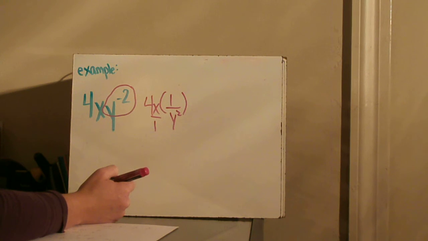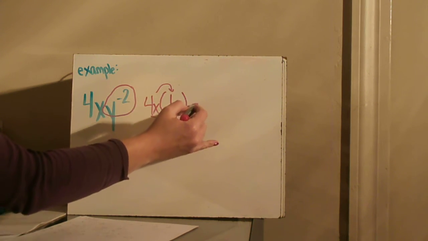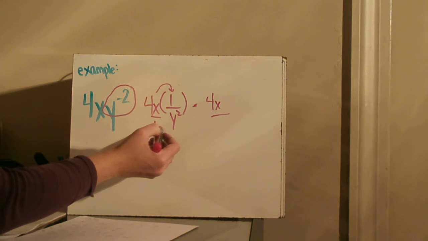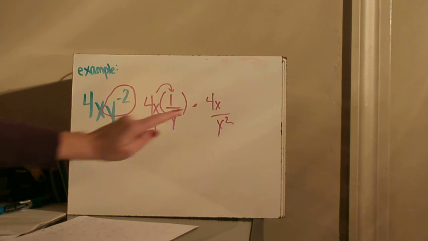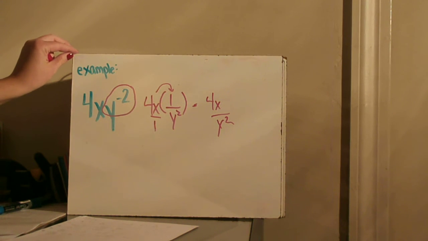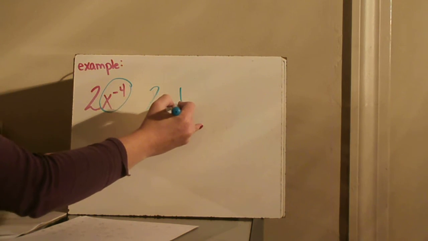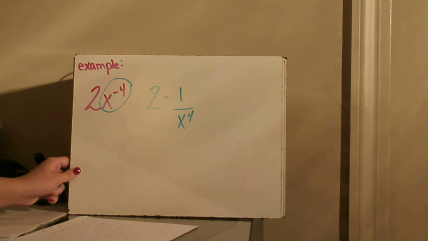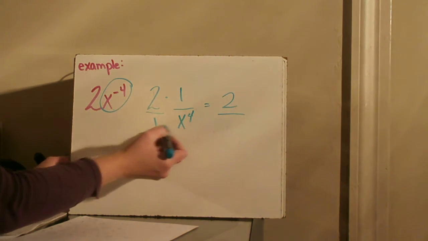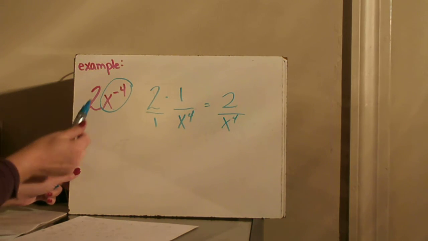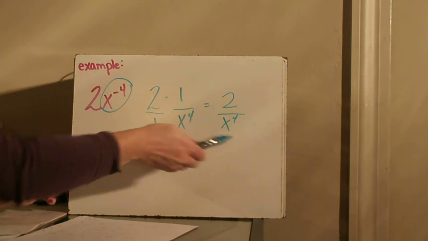Now we just follow our rules of multiplying fractions. 4x times 1 is equal to 4x, and 1 times y squared is y squared. So 4 times x times y to the negative 2 simplified is 4x over y squared. All right, our next example, we have 2 times x to the negative 4th. Remember that our base for that negative exponent is an x. So what we have is 2 times 1 over x to the 4th. Again, follow your rules for multiplying fractions. This is 2 over 1. So 2 times 1 is 2, and 1 times x to the 4th is x to the 4th. So 2 times x to the negative 4 simplified is 2 over x to the 4th.